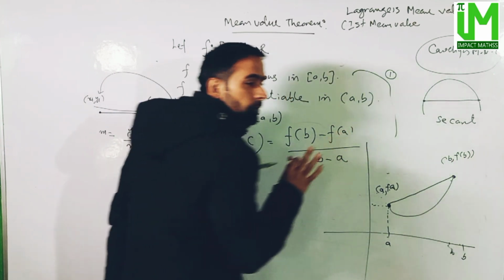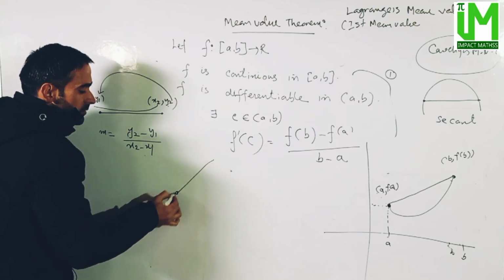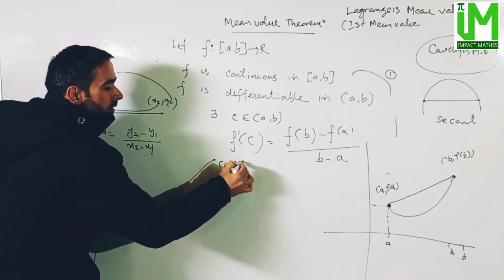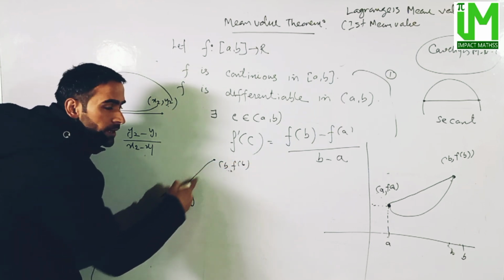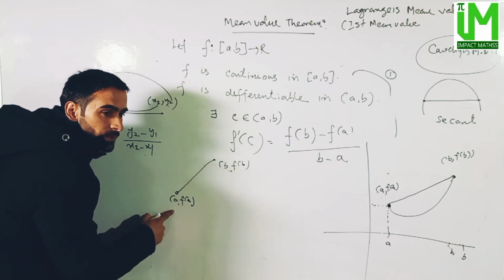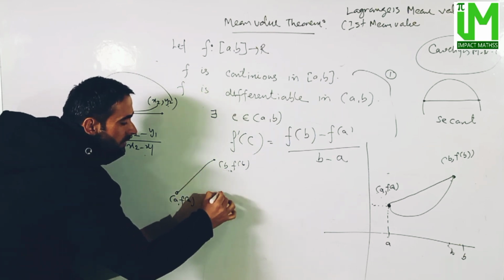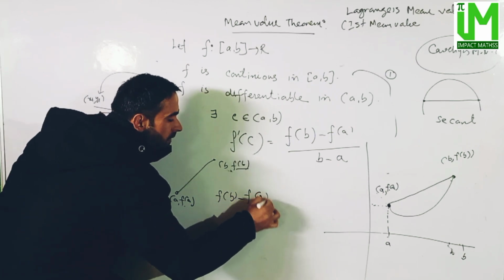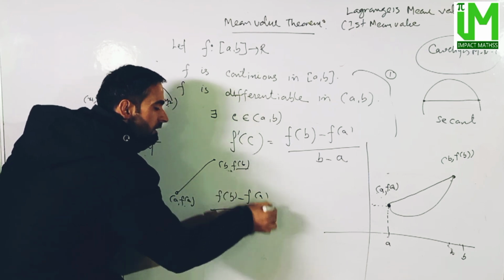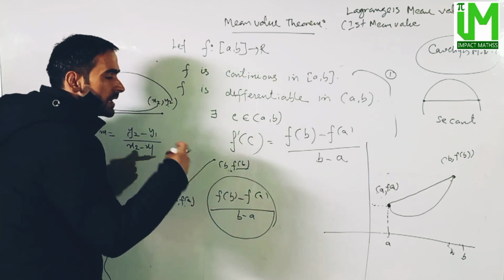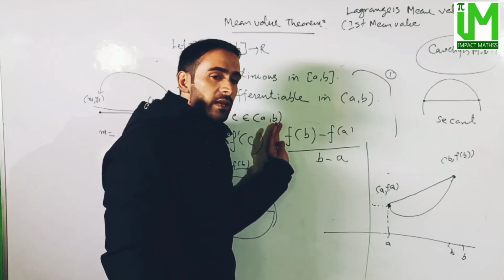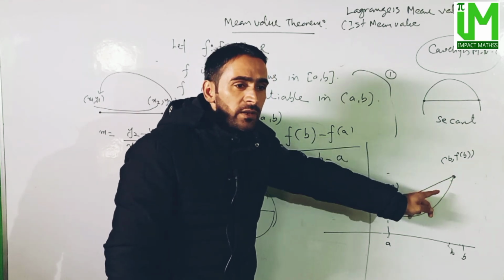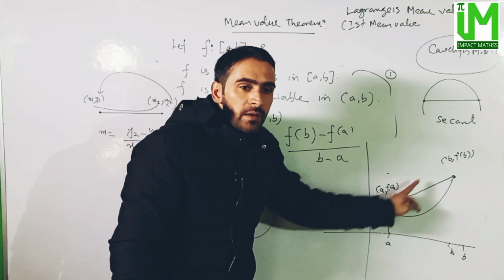So here we have a line joining a, f of a and b, f of b. What will be its slope? Subtract the y coordinates, subtract the x coordinates. So it will be f of b minus f of a divided by b minus a. This is exactly the slope of the secant joining a, f of a and b, f of b.